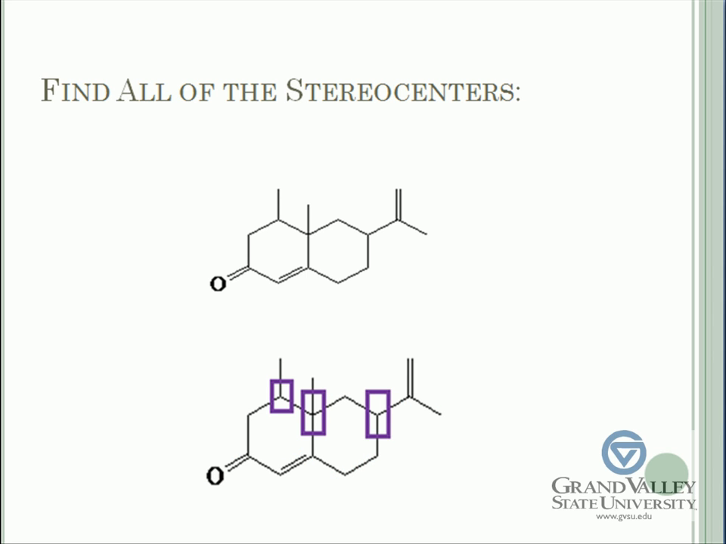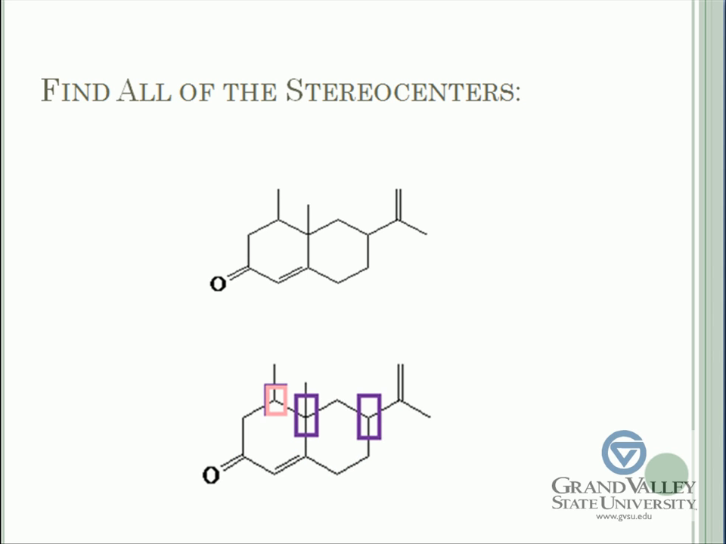We will start with the carbon atom on the left. This carbon is bonded to a methyl group, a hydrogen, and is part of a ring where the 2 halves of the ring are different. Therefore, this is a stereocenter. Let's look at the next carbon atom, working left to right.